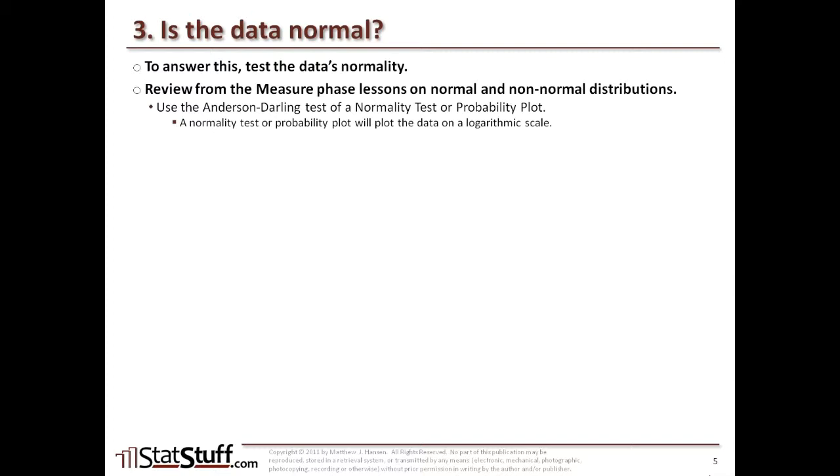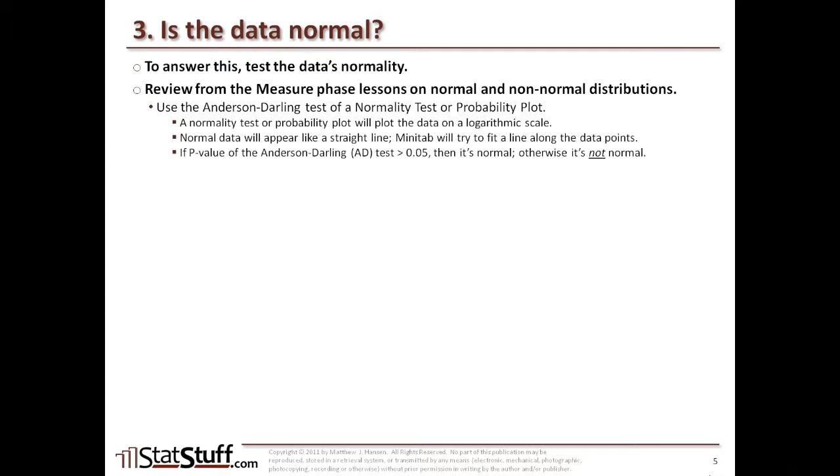The normality test, or the probability plot, will plot the data on a logarithmic scale, and normal data will appear like a straight line. Minitab will try to fit a line along those plotted data points. Now, the p-value, if you're using the Anderson-Darling test, if it's greater than 0.05, then we would consider it to be normal. Otherwise, if it's less than 0.05, for example, if we're using 95% confidence, then we would say that the data is not normal.